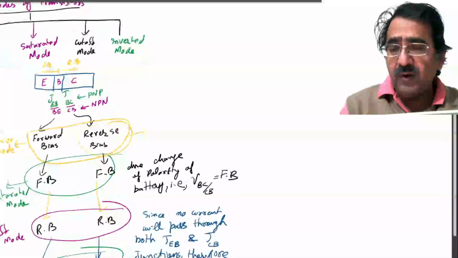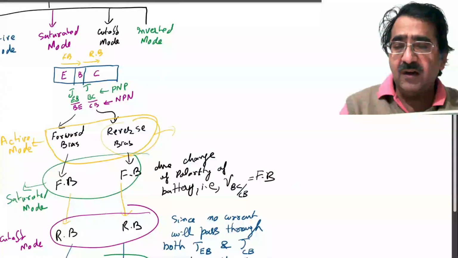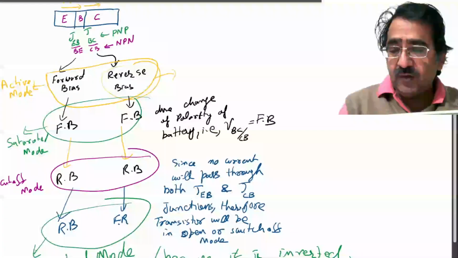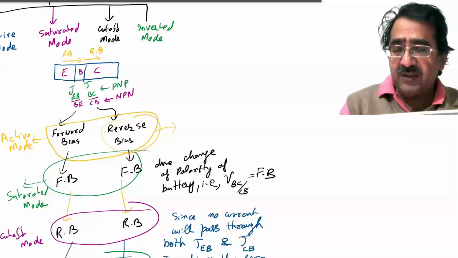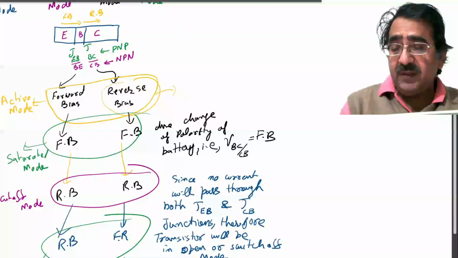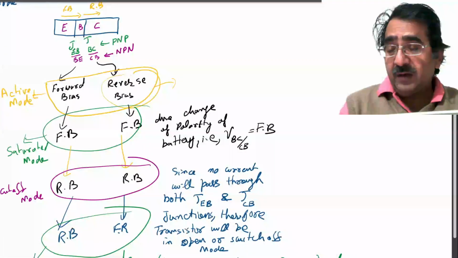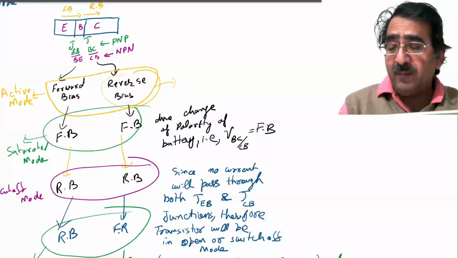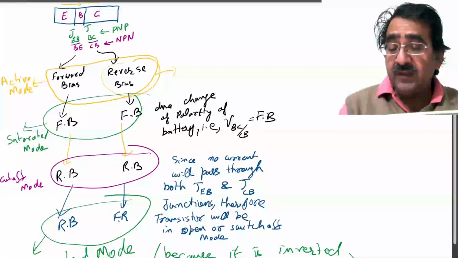Okay, so there are four modes. One is active mode, one is saturated mode, one is cutoff mode, one is inverted mode. If the emitter-base is forward bias and the other junction is reverse bias, then that will be active bias. But if the reverse bias is changed into forward bias, then both junctions will behave like forward bias, so that will be defined as saturated mode.